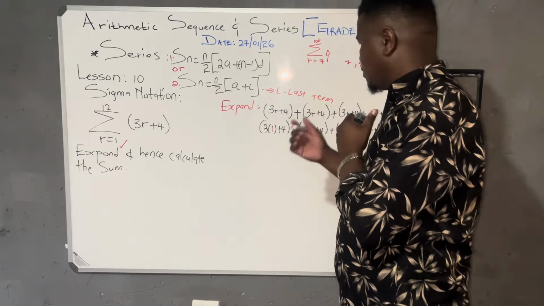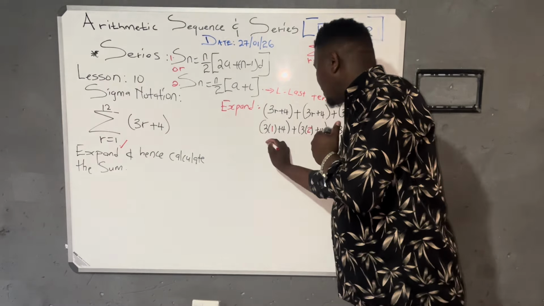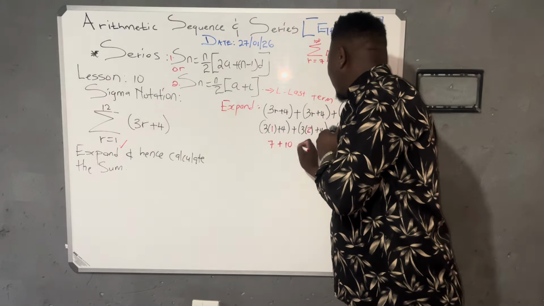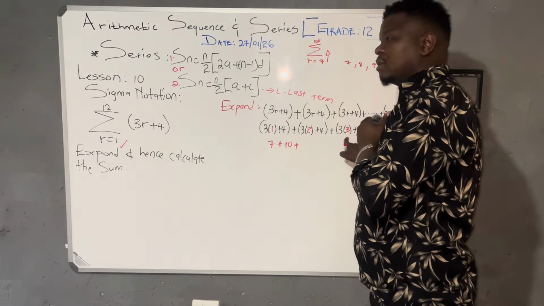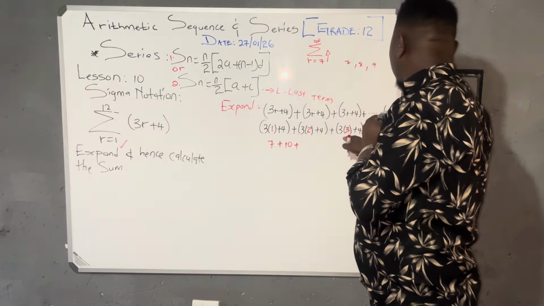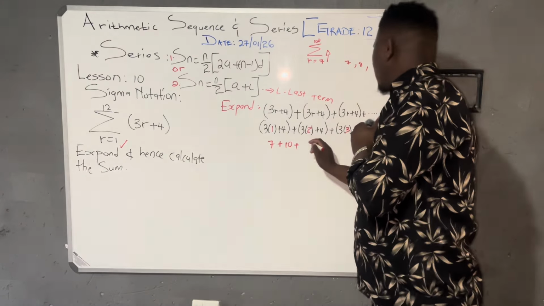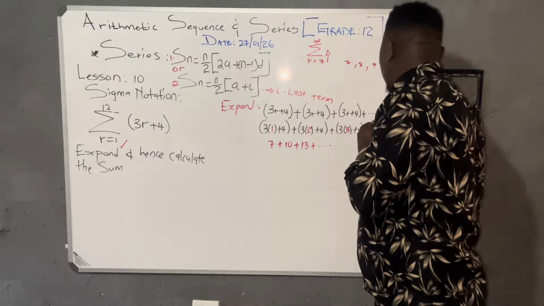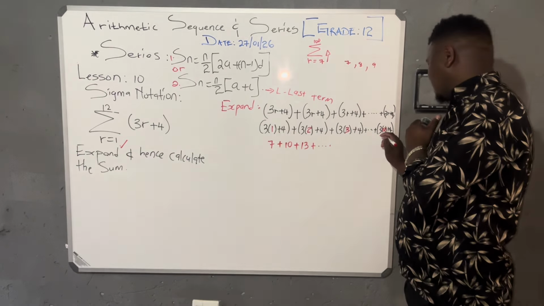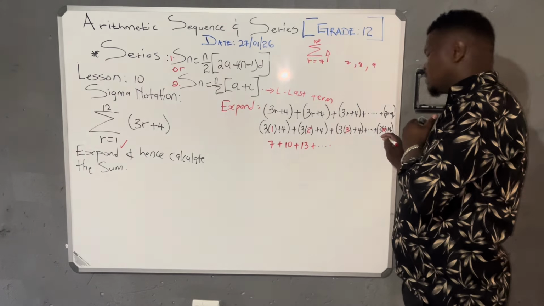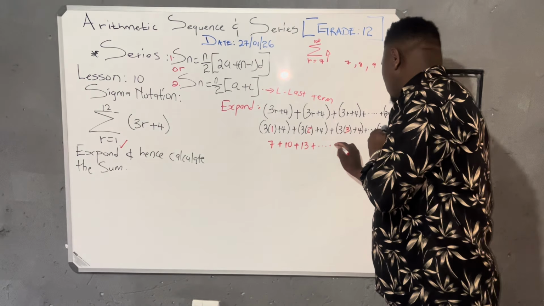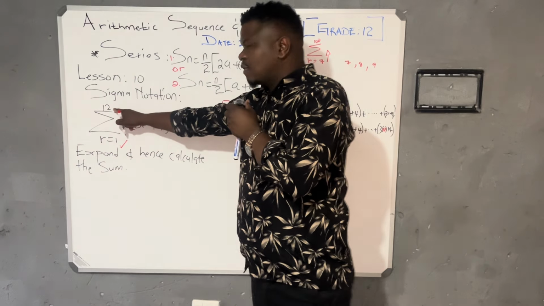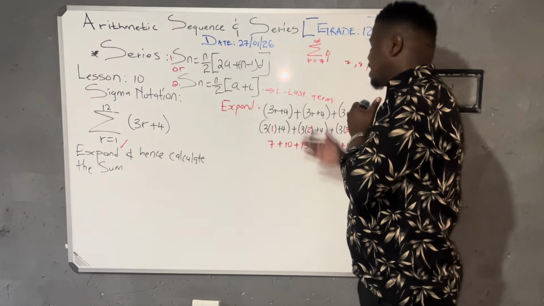Now let's find those first three terms. 3 times 1 is 3. I'm having 7 plus. This is 6 plus that. I'm having a 10. 3 times 3 is 9. Plus, is 9 plus 4. That's going to be a 13. Plus dot dot dot. Now the last one is 36. I mean, 3 times 12 is 36. 36 plus 4, that's 40. So the last part I'm having a 40. I have to use this since it is the maximum, the last term.